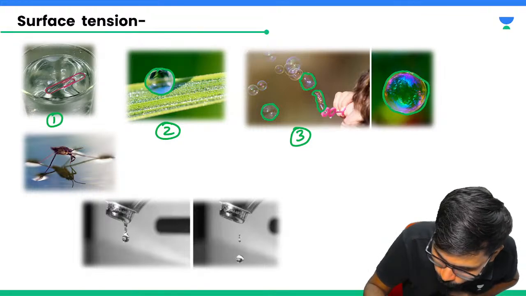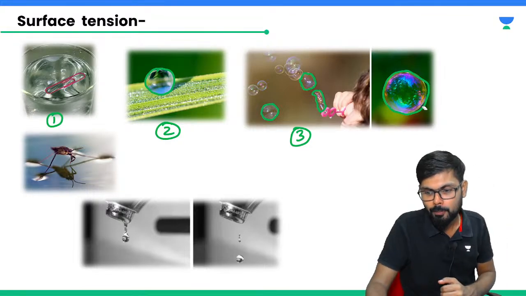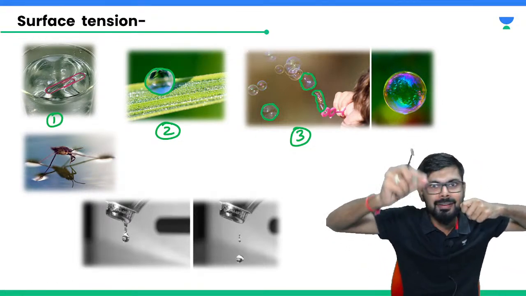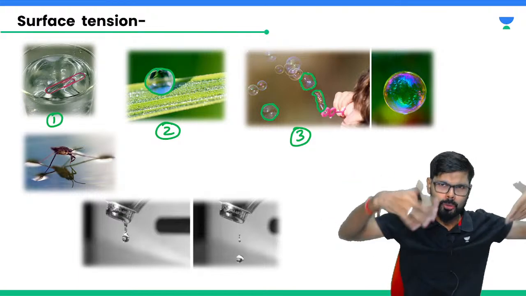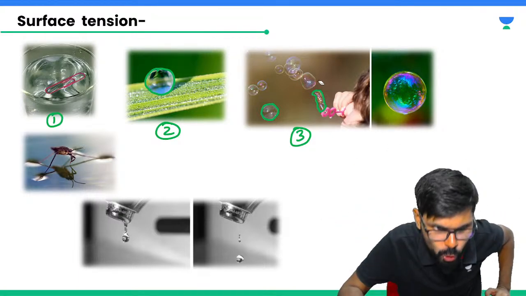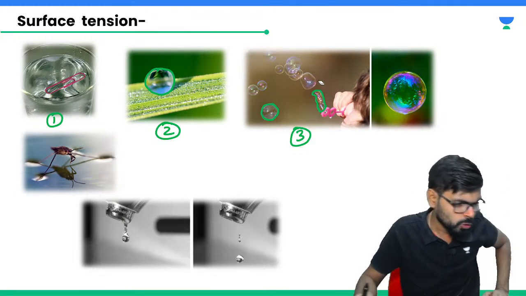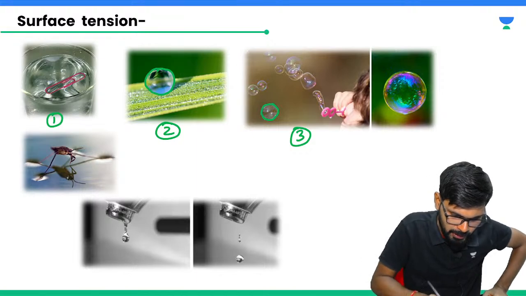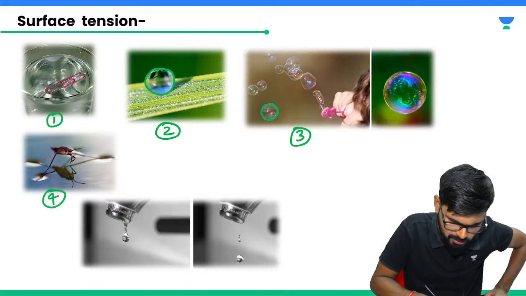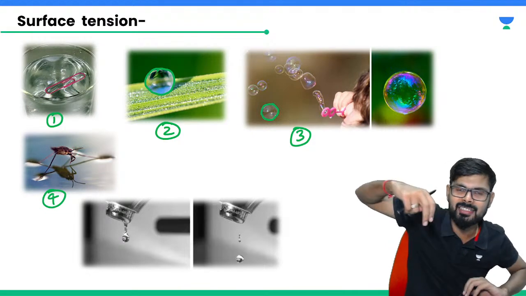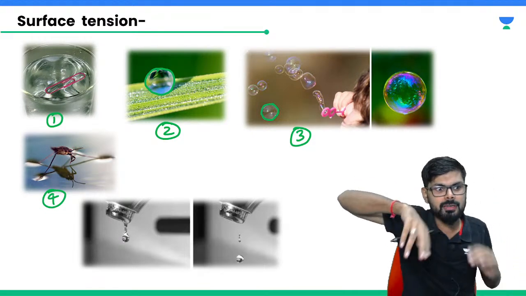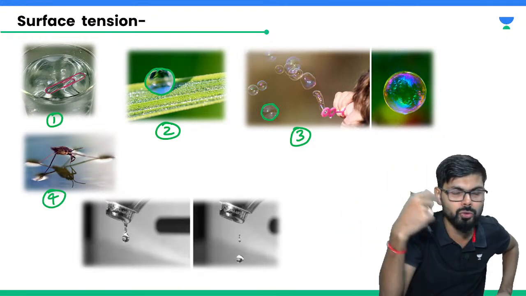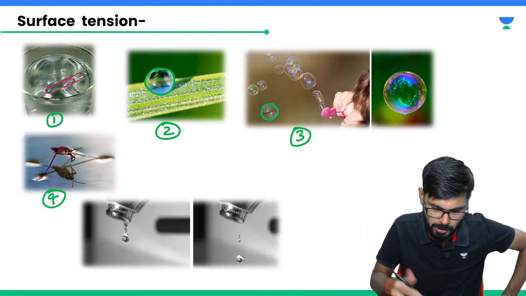Now please listen carefully. When you are blowing it, it is not directly spherical, but after some time it automatically becomes spherical. You can see that, observe closely. Now the next point: how insects crawl on the water. Why are they not sinking? How are they able to crawl? That is one question.